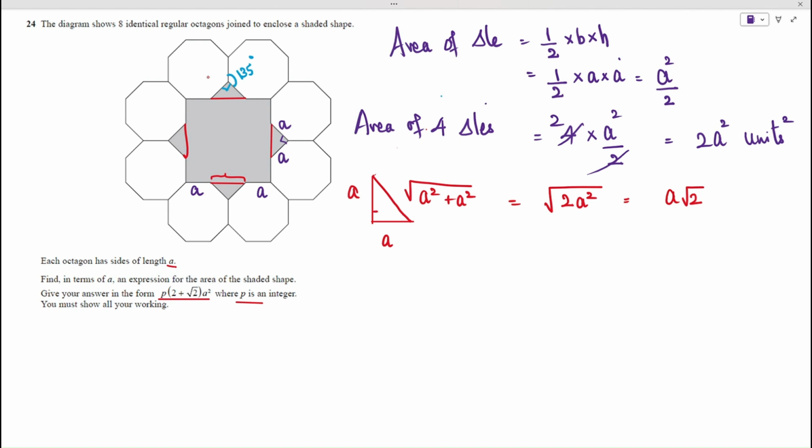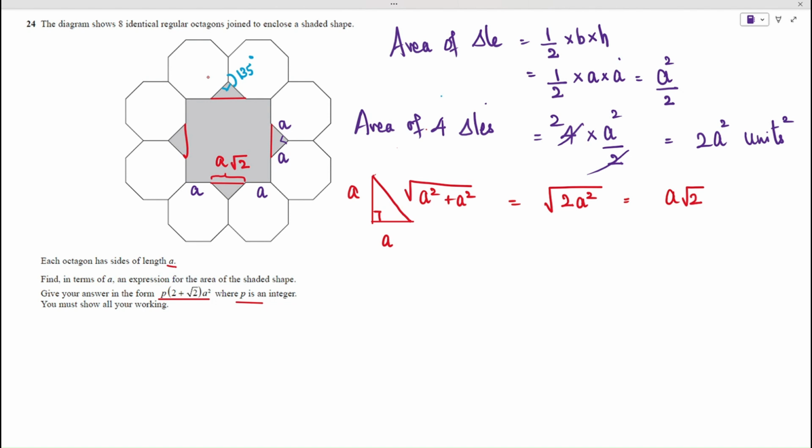So when we have our root of a squared plus a squared, we have our root of 2a squared, and we can isolate both terms. So we have root 2 times root of a squared, so we're left with a times root 2. And this is the length of that area, that length that we have. Now we have the length of one of the sides of our square.